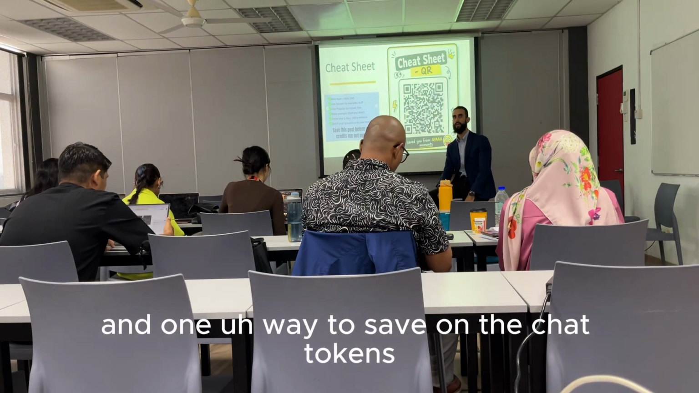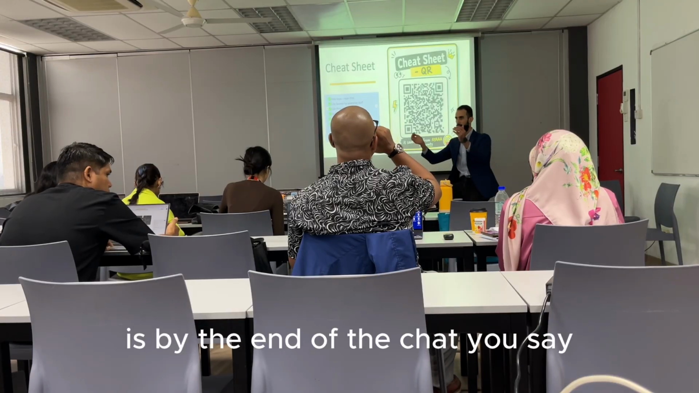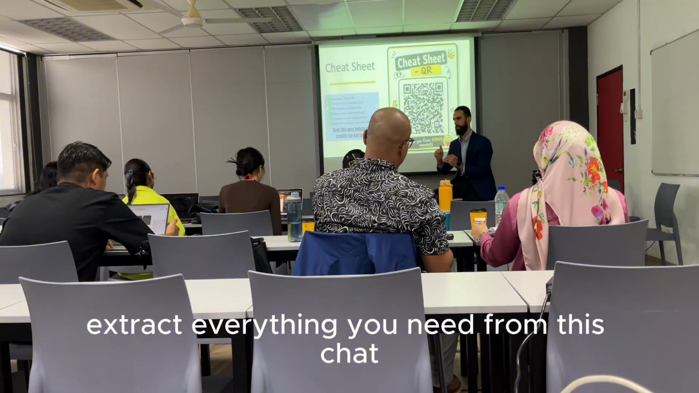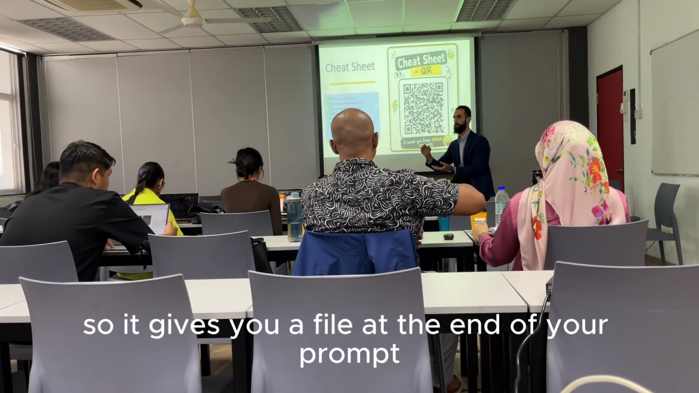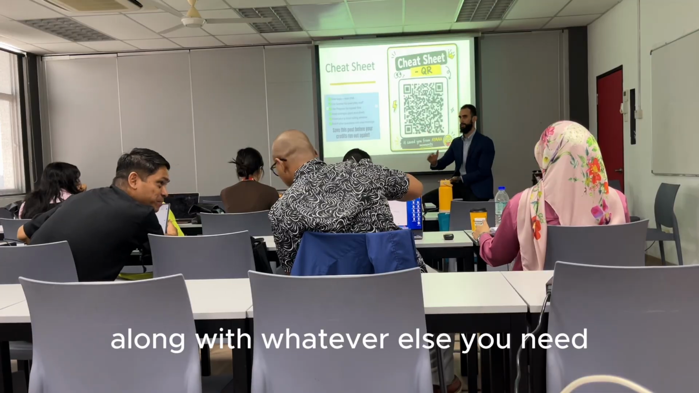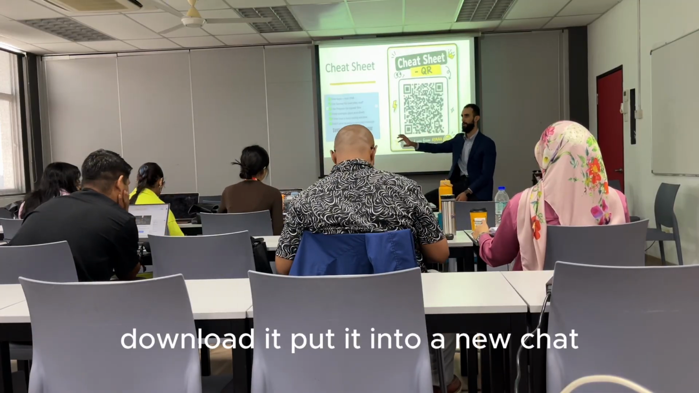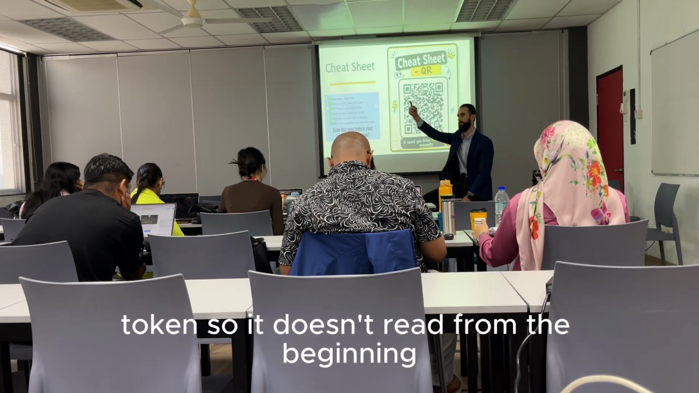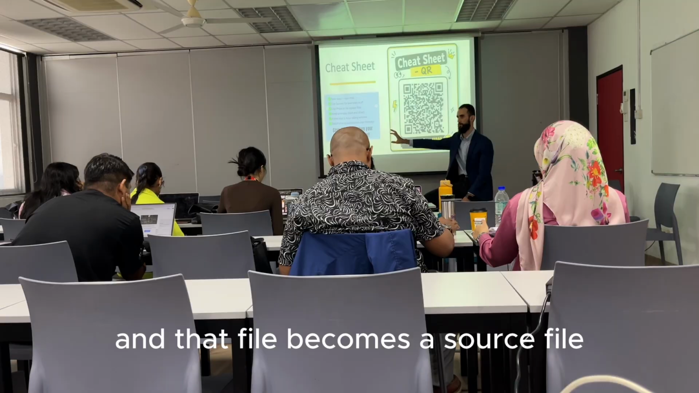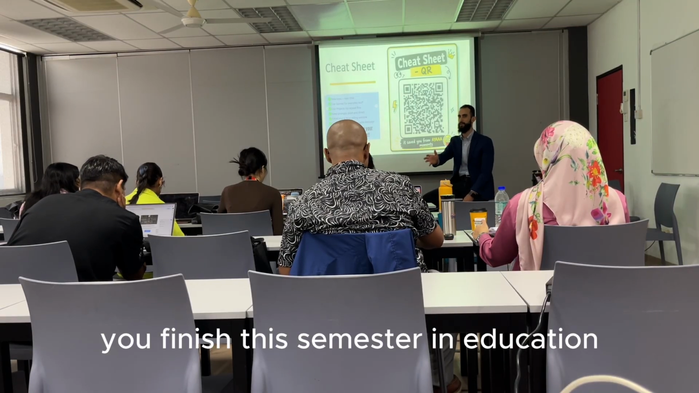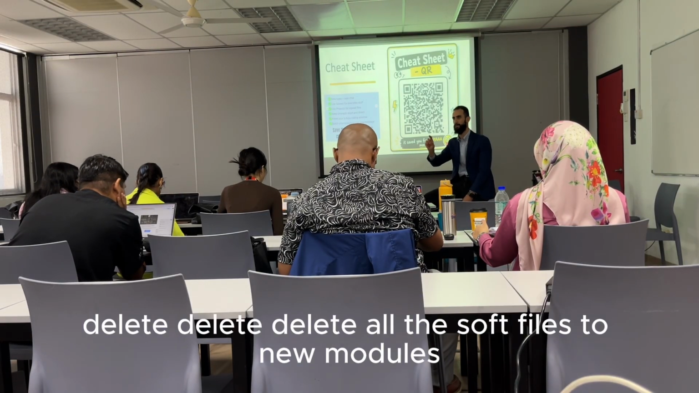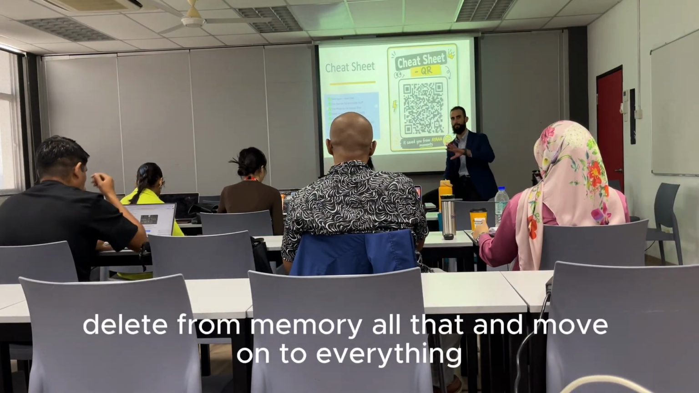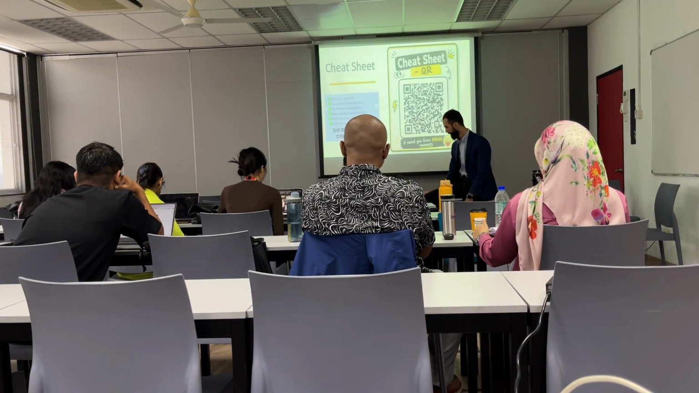And one way to save on the chat tokens is by the end of the chat, you say extract everything you need from this chat to migrate it to a new chat. So it gives you a file at the end of your prompt along with whatever else you need. Download it, put it into a new chat, and that's a brand new chat, even within the same project. It saves that token, so it doesn't read from the beginning. And that file becomes a source file. You finish this semester in education, you move to the next semester, delete all the source files of the old modules so it has a new context. Delete from memory all that, and move on to a new thing.